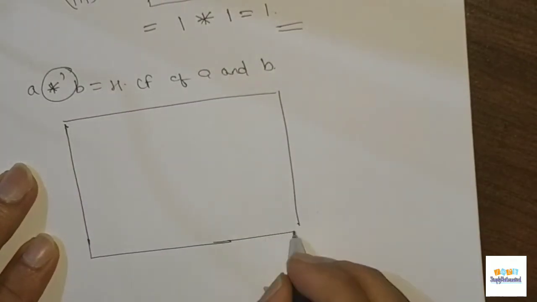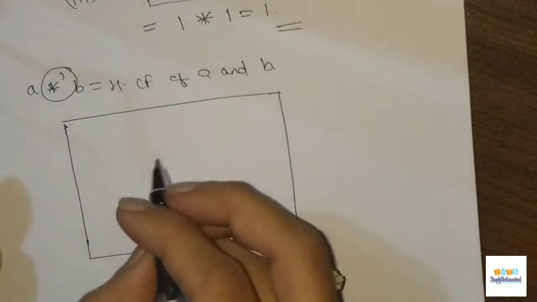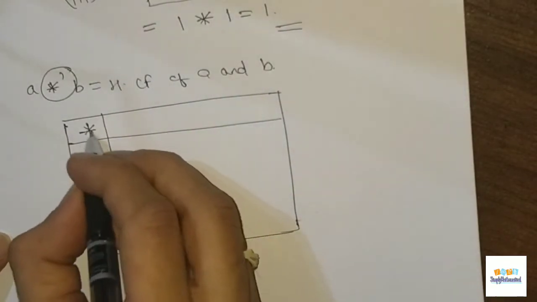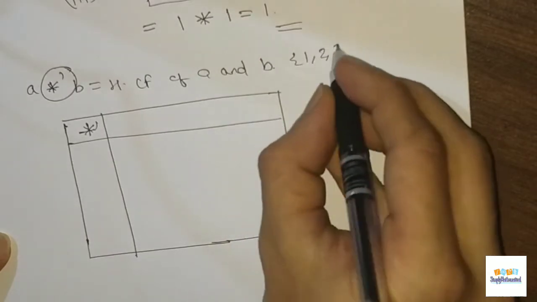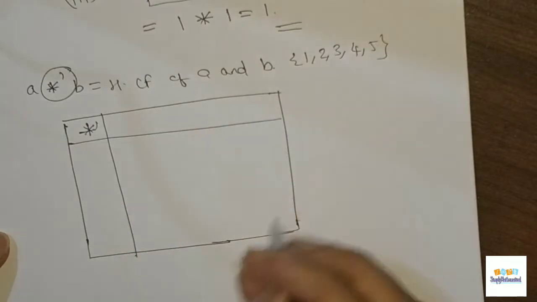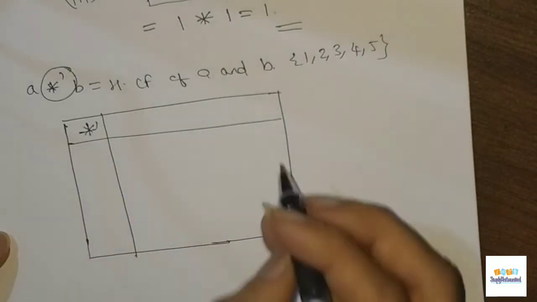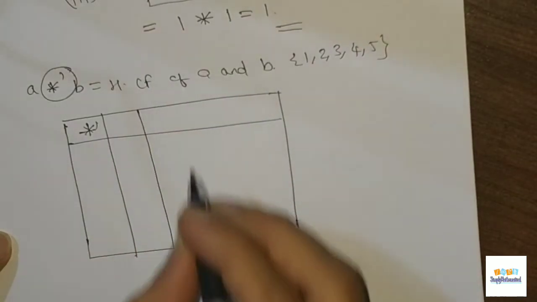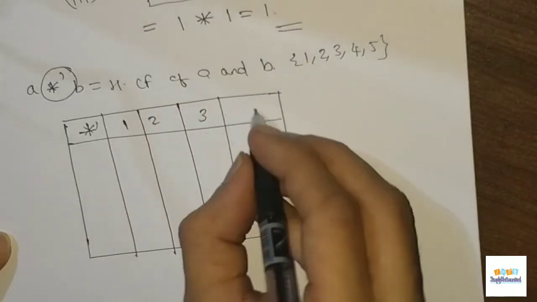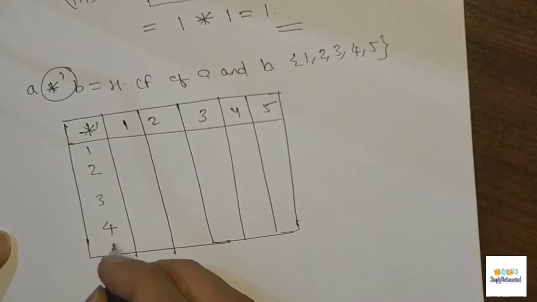If both the tables are equal, then we will say that the binary operation star prime is equal to star, right? Because the set is the same. The set is what? 1, 2, 3, 4, 5. If the tables are equal, that is, all the values of the binary operation star prime are equal to the operation star, then both the operations are equal. So let us see. 1 2 3 4 5 and 1 2 3 4 5.